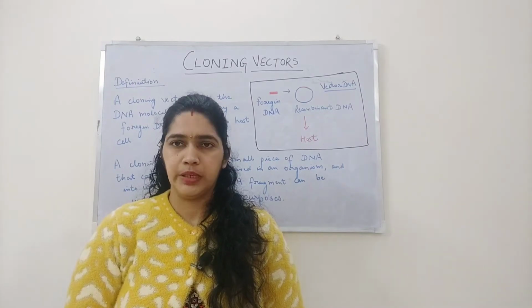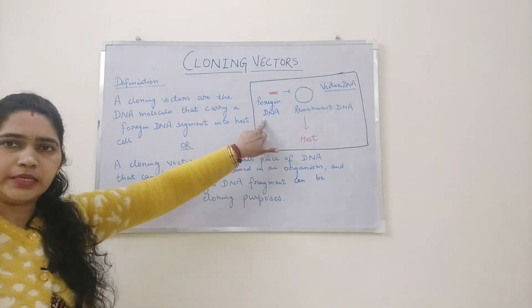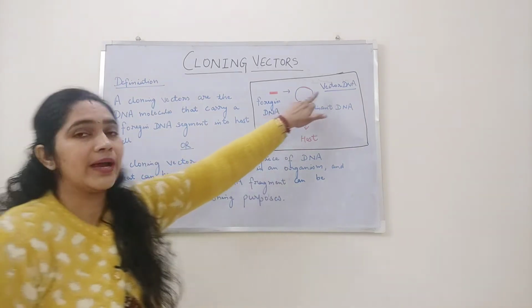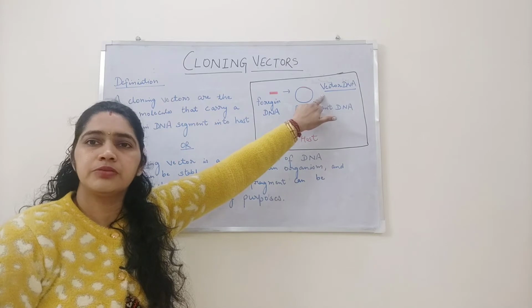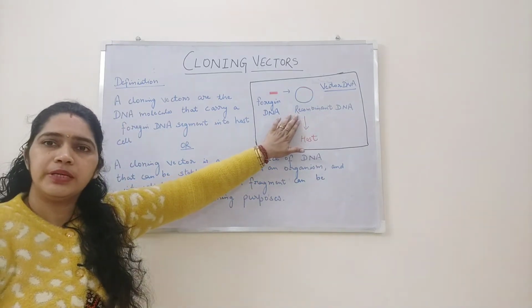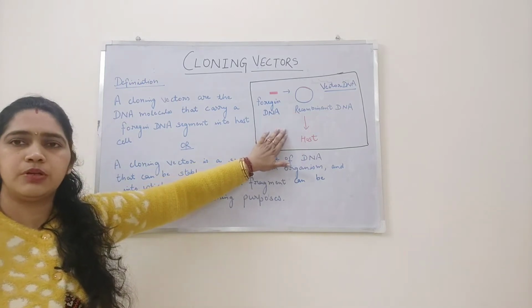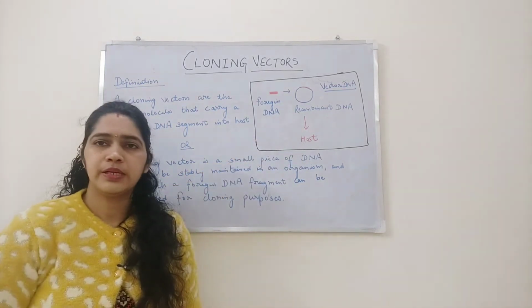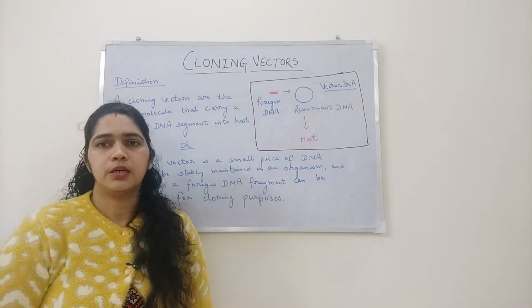All of us are aware of the process of cloning. In cloning, our gene of interest, or you can say foreign DNA, is inserted into a vector DNA with the help of enzymes like restriction endonucleases or ligases, which will become a recombinant DNA, and this recombinant DNA is then inserted into a suitable host where it will multiply or express itself to form a desired product.